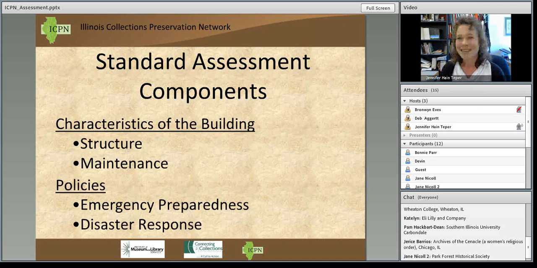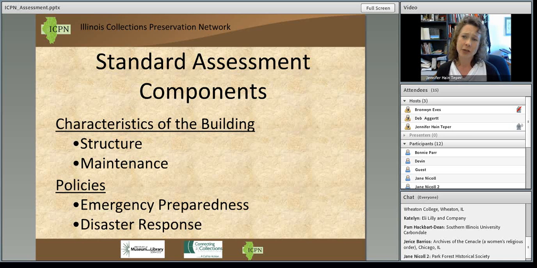What sort of maintenance schedule do you have? We here at the U of I have what's called deferred maintenance, which means that nothing gets fixed until it's broken, which often does cause some problems because you have to wait for the roof to leak before your roof gets fixed. So that can present challenges from a preservation scenario.